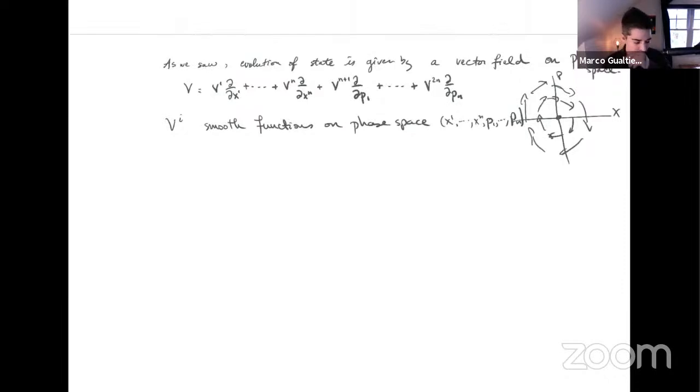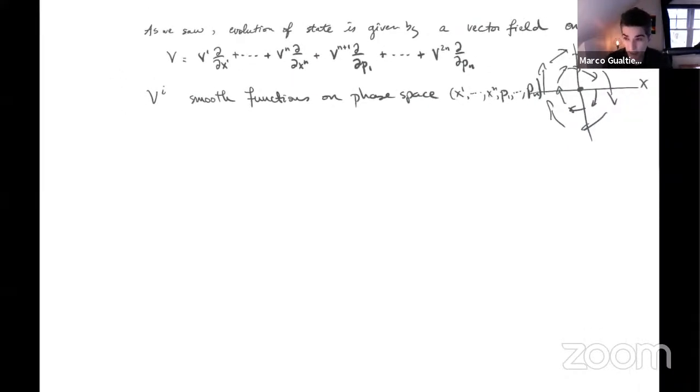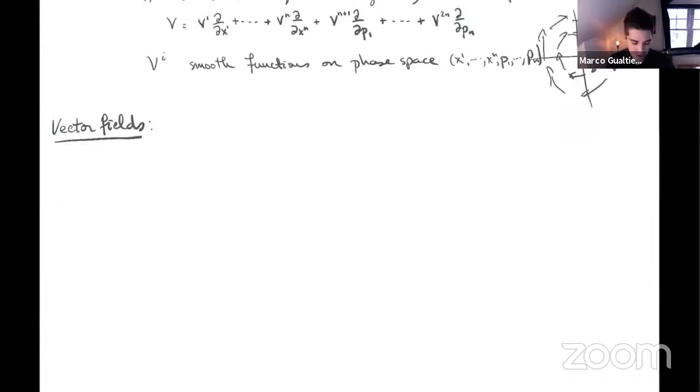But in order to not be confused about this, I want to talk a little bit about vector fields. There are two ways of thinking about them. We could either think of it as a vector at each point, which varies smoothly.